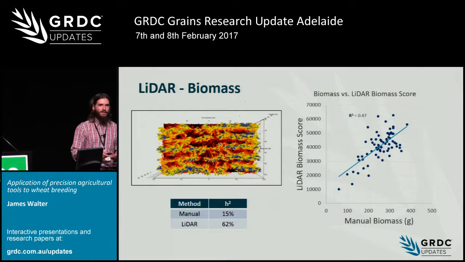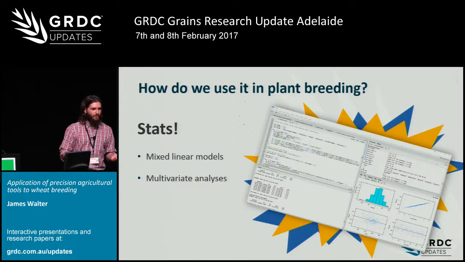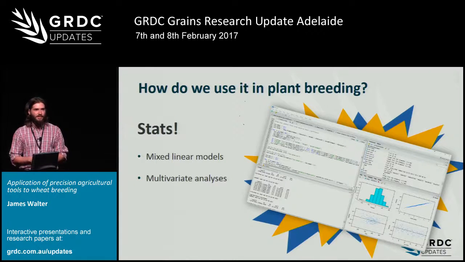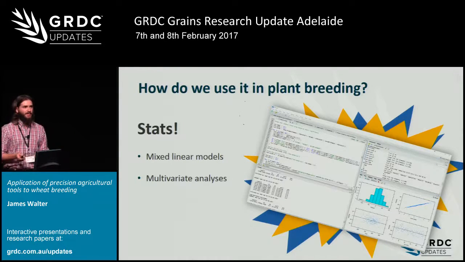So on that note, what do we actually do with the data in the breeding program? Well, the short answer is statistics. So basically we get all this phenotypic data and feed it into things like mixed linear models and multivariate analyses. And basically what that does is it gives us a more accurate analysis, and ultimately it leads to us predicting better future varieties to extract from the breeding program and release.